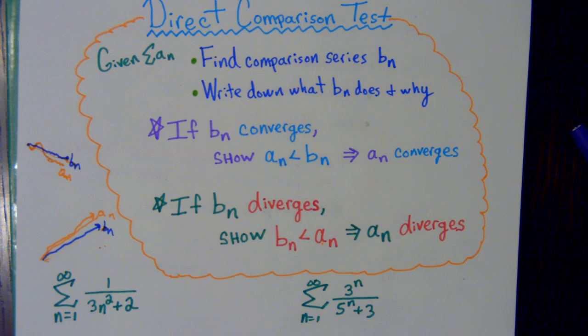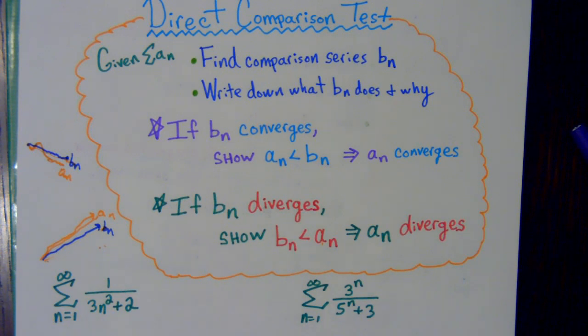And then here are two examples where I would use the direct comparison. So let's work through the two examples here, and then I'll try to address the biggest question I always get: how do I know whether to use a limit comparison or the direct comparison? I'll try to address that right now and again at the end.